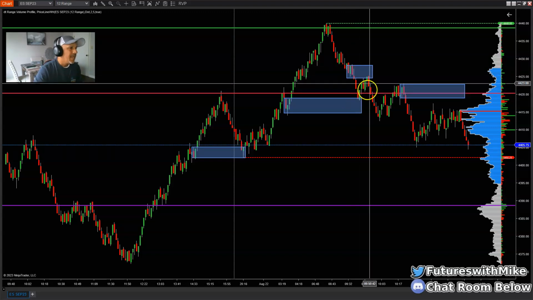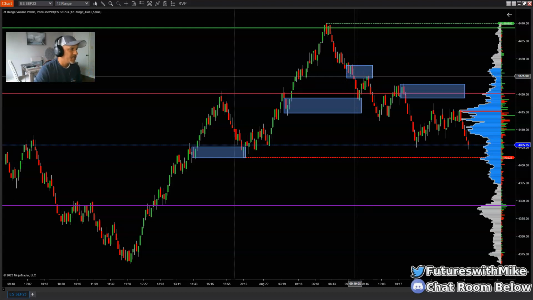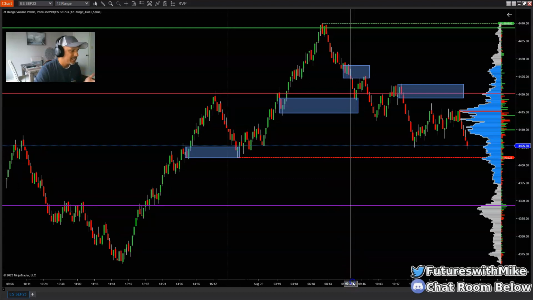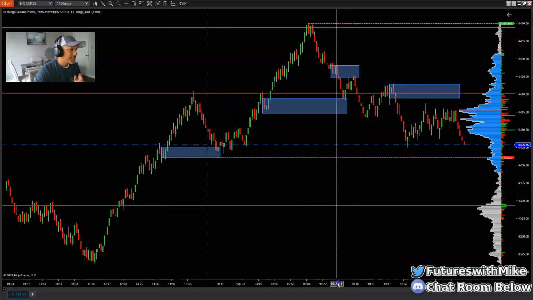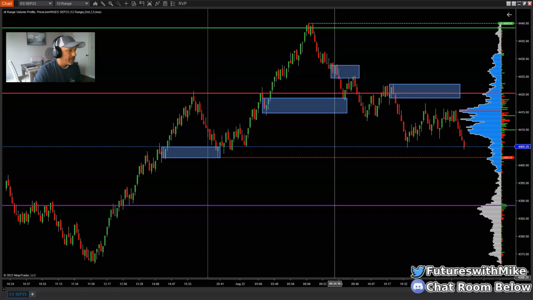Okay, now I did not take this supply zone entry. This was a definite great entry to take. Some people in the Discord actually took it. For sure, I should have taken that trade, but I was busy doing something else.